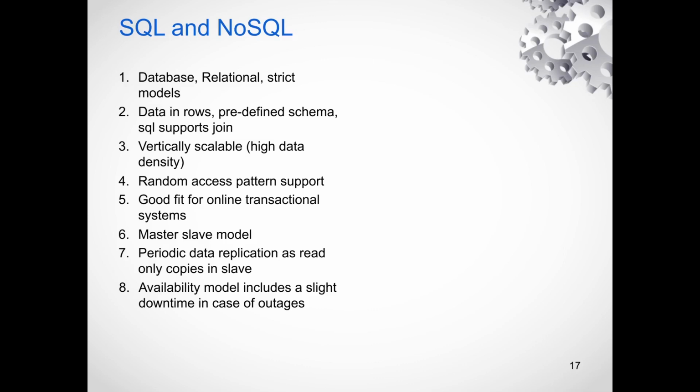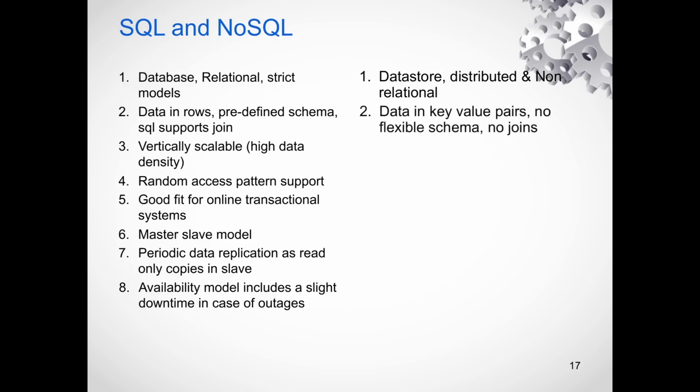So let's compare that with the typical NoSQL characteristics, especially Cassandra. It's a data store in my mind. It is definitely distributed. Rarely will you see, actually you probably won't see at all, a Cassandra implementation which is a single node. It is non-relational. Data is stored in key value pairs. And I'll show you the physical data structure on the disk, because this is very important for us to understand.